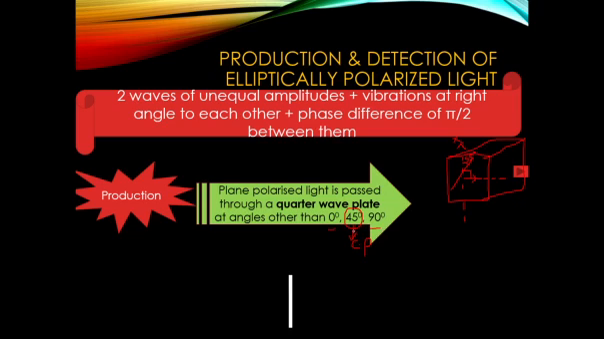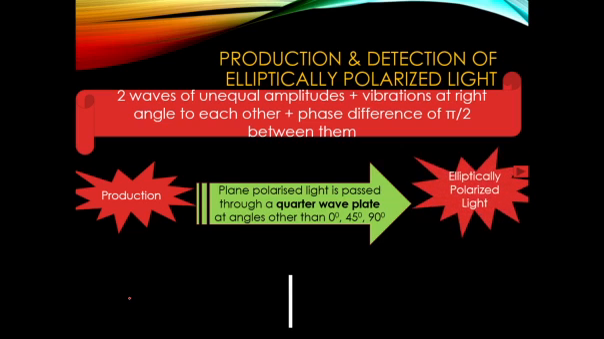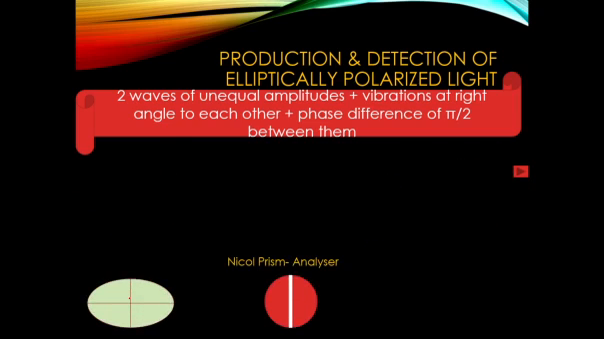What are these angles? These are the angles made by the incident plane polarized light with respect to the optic axis of the material. Okay, so in order to produce an elliptically polarized light, a plane polarized light must be incident on a quarter wave plate at angles other than 0, 45 or 90 degree. So elliptically polarized light will be obtained, and how do you analyze it?